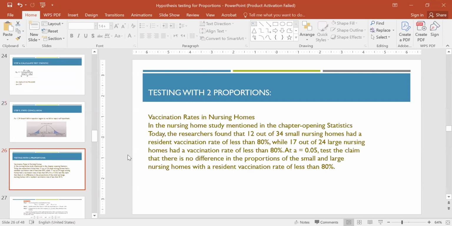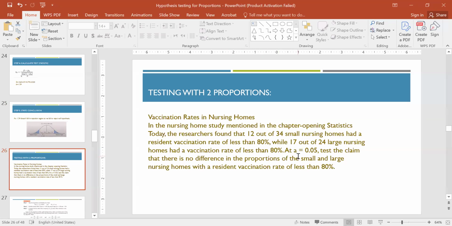Now we will see the example of hypothesis testing with two proportions: the vaccination rates in nursing homes. The researchers found that 12 out of 34 small nursing homes had a resident vaccination rate of less than 80%, while 17 out of 24 large nursing homes had a vaccination rate of less than 80%.